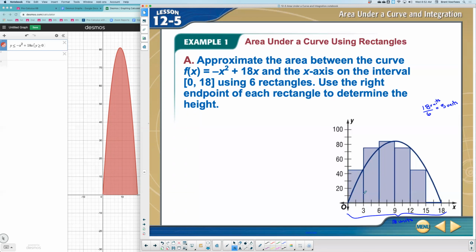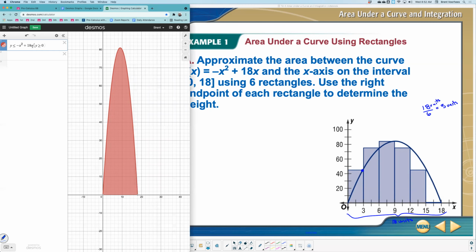And so when I try to find area, remember for a rectangle, it's the length times the width, or base times height, if you will. The base on each of these rectangles is going to be a length of 3. The height is going to be determined from the function here. The height of this first rectangle is going to go up to this point, the point of f of x at 3.